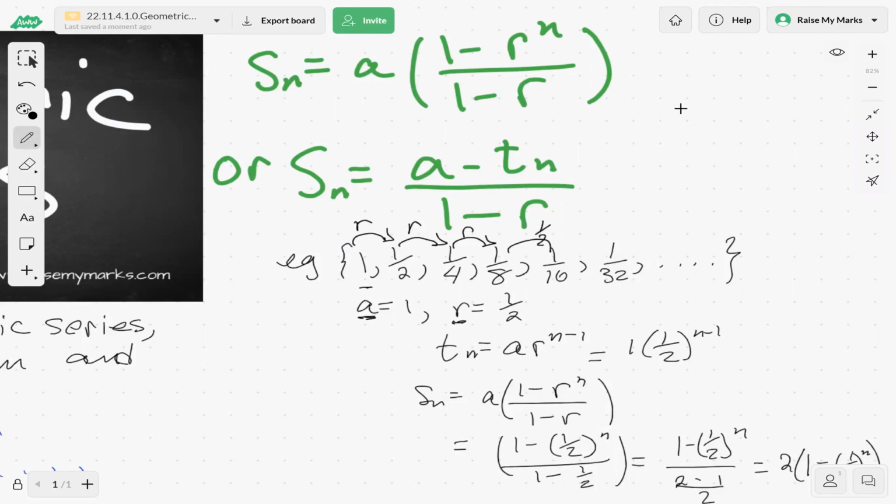So our general term for our geometric sequence is Tn. It equals A times R to the power n minus 1. So in our case, it's 1/2 raised to the power n minus 1.